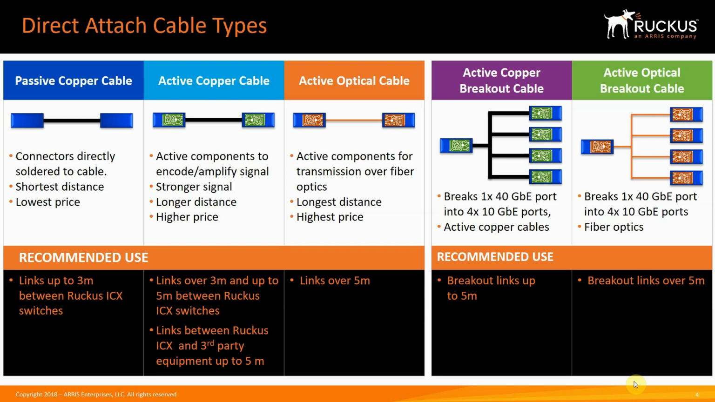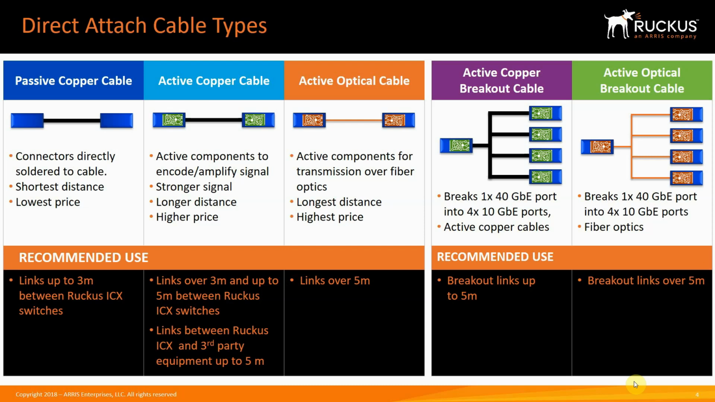Ruckus recommends the use of active copper cables for links between Ruckus ICX switches over 3 meters and up to 5 meters. These cables should be used for stacking together Ruckus switches separated by more than 3 meters and up to 5 meters. They should also be used for links up to 5 meters between Ruckus switches and third-party equipment such as switches or servers.